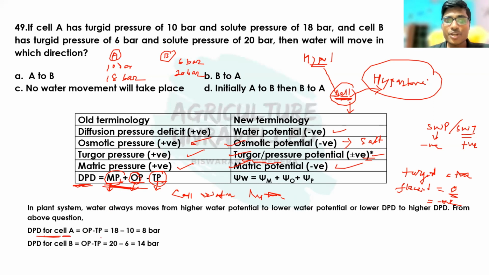So in this case, if we calculate using this formula, the diffusion pressure deficit for cell A will be 18 minus 10, that is 8 bar. But in case of cell B, the diffusion pressure deficit will be 20 minus 6, that is 14 bar. And we know that water always moves from lower diffusion pressure deficit to higher diffusion pressure deficit, it means water will move from cell A to cell B. So the correct answer of this question is water will move from cell A to cell B. So this is the correct answer.